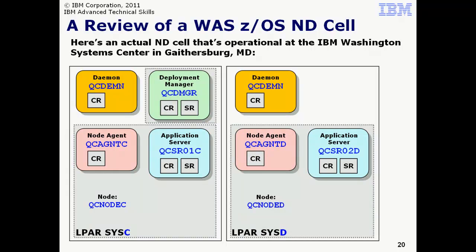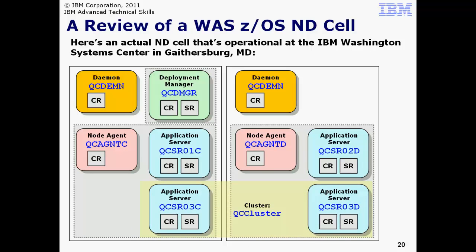This one is called QCNodeD. Because this part of the cell is on a different LPAR, it has its own daemon. Daemons are considered a cell-level thing, so there's no LPAR identifier in the name. This daemon is called QCDEMN as well. And for good measure, we have a server cluster that spans both SYSC and SYSD. It consists of two servers.